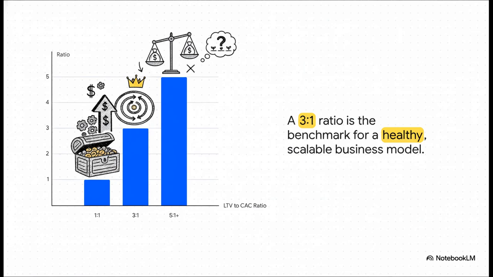So what's a good ratio to shoot for? Well, if you're at 1-to-1, you're in the danger zone. You're basically spending $1 just to make $1 back, and that's probably a losing game. A 3-to-1 ratio, that's widely seen as the gold standard for a healthy, scalable business. Now, what if you were at 5 to 1 or even higher? That's awesome, right? Well, yes, but it could actually be a sign you're being a little too conservative. You might be missing out on growth by not investing a bit more in your marketing.